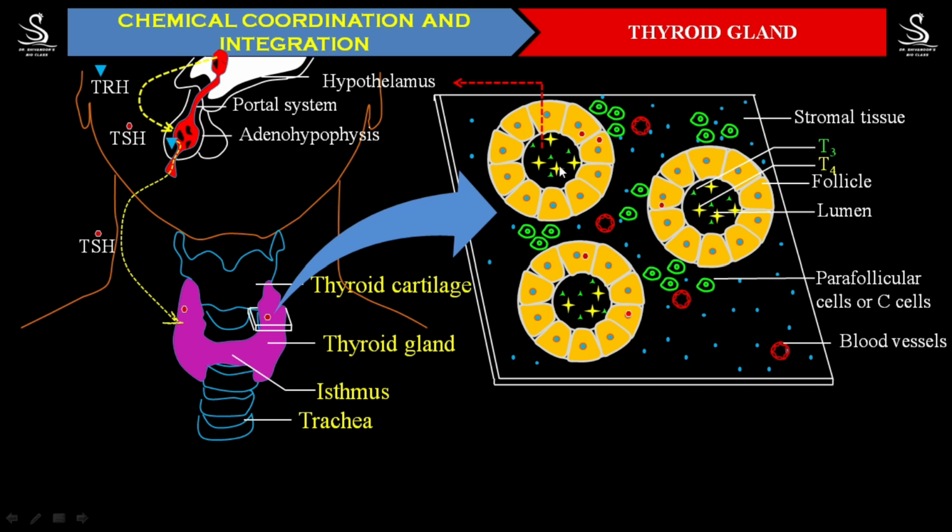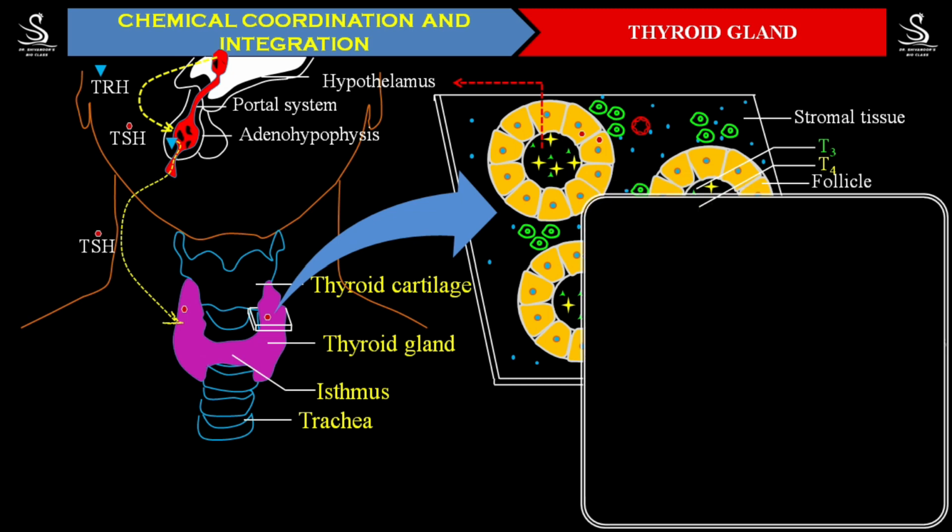Suppose again the T3 and T4 hormone levels decrease. The decreased level of T3 and T4 hormones itself activates the hypothalamus to secrete TRH hormone, and that will again act on the anterior pituitary gland. Then the anterior pituitary gland will secrete TSH hormone. That TSH hormone again activates the secretion of thyroid hormones.